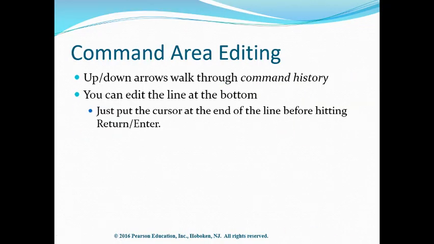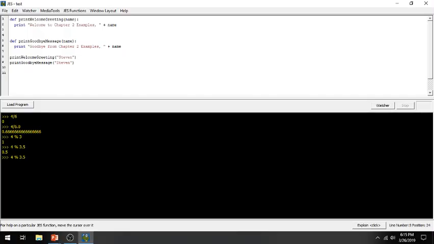So command area editing. Up and down arrows walk through the command history. I actually probably used this, but I didn't actually explain what I was doing. So I'm hitting the up and down arrows, and it actually goes through everything that I typed previously. So if you want to type something that you already had and it's complicated, for example, name equals Steven, and then I could keep going back up, name times 4, and then it prints the same thing.